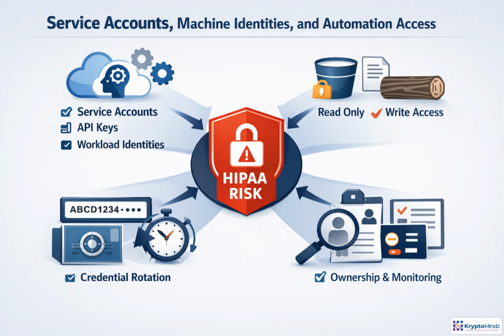Non-human identities deserve the same scrutiny as user accounts, and sometimes more. A service account or API key can move PHI at machine speed, so avoid shared or generic identities. Tie each one to a specific workload and owner. Grant only the access its function requires, and store secrets in a managed vault, not in code or configuration files. Rotate credentials, monitor use, review permissions, and disable anything unused before it becomes an invisible backdoor.